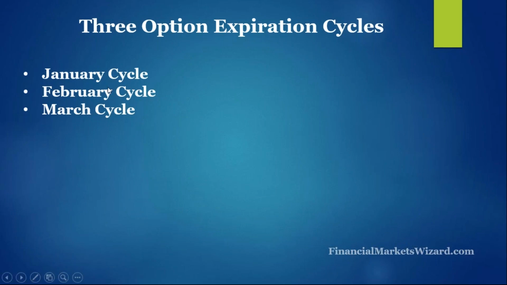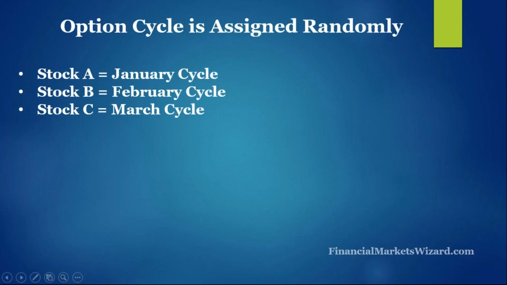So they said 3 cycles. They named it January, February, March. And what they did, they randomly assigned each stock to one of these cycles: January cycle, February cycle, or March cycle. For instance, stock A, when it starts trading options, is assigned to the January cycle. Stock B is assigned to the February cycle. Stock C is assigned to the March cycle.